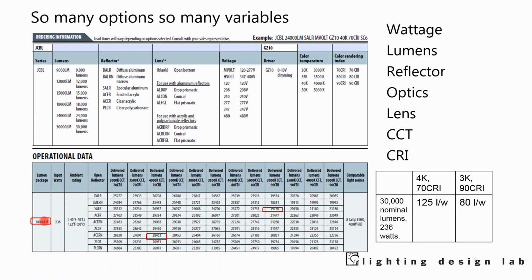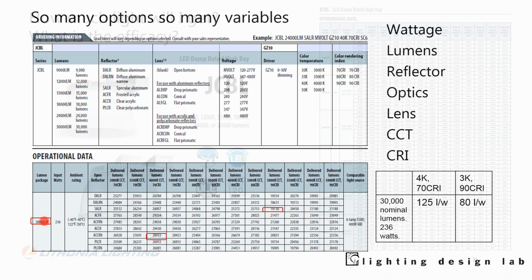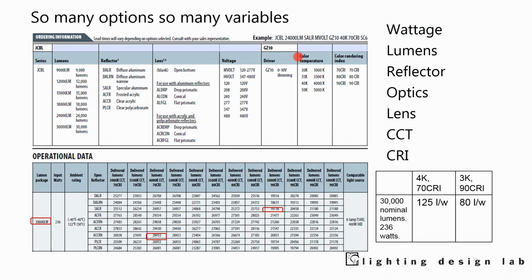Here's this high bay fixture that we were looking at, and it comes in a range of lumen outputs, and the wattages would be higher as we go. We can go from 9,000 up to 30,000 lumens with this. We also get to pick color temperature: 3,000 kelvins, 3,500, 4,000, and 5,000 kelvins. And then we get to pick color rendering, 70 CRI, which is good, but it's not great. And then we can go up to 90 CRI.